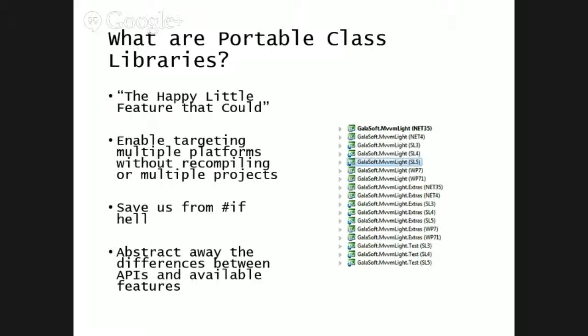So what portable class libraries do is that abstraction of figuring out what is common between all these different platforms, and then having you target that common set of features and APIs so that you don't have to worry about all those differences. If it doesn't exist on the platform you're trying to target, then it simply won't compile, as opposed to doing all sorts of project juggling, which is what you had to do before portable class libraries.